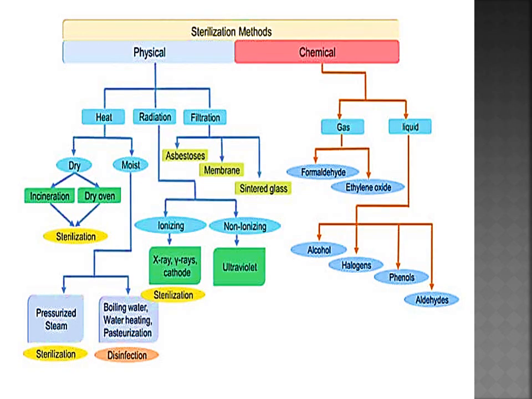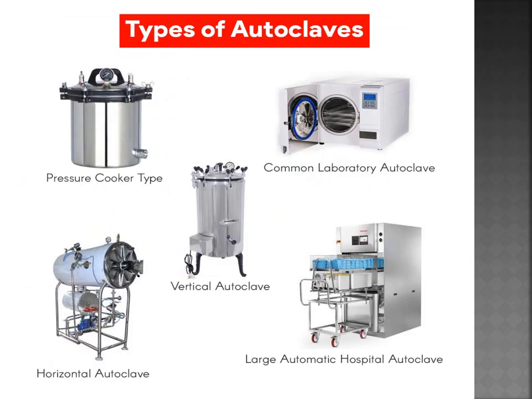Now, this you have learned, but I'm showing it again: the different methods of sterilization, like the physical method and chemical method. You can go through this as well and ensure that it is done in order to minimize the risk of infection. Now, all these are the types of machinery or autoclaves that are used. This one is a kind of pressure cooker type. You have the common laboratory autoclave, the vertical autoclave, the large automatic hospital autoclave, and the horizontal autoclave. These are all just for information's sake.